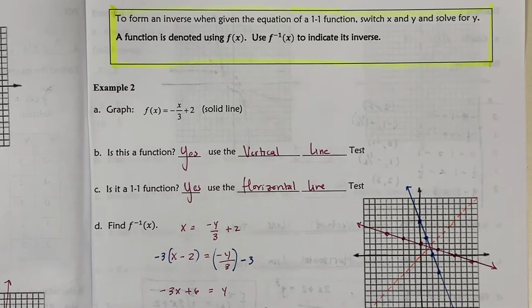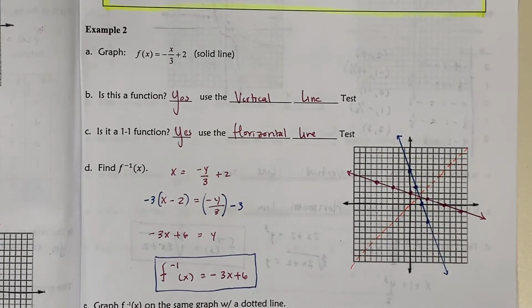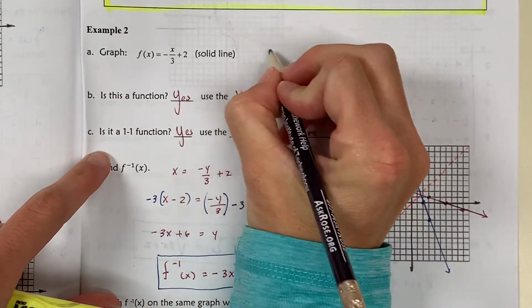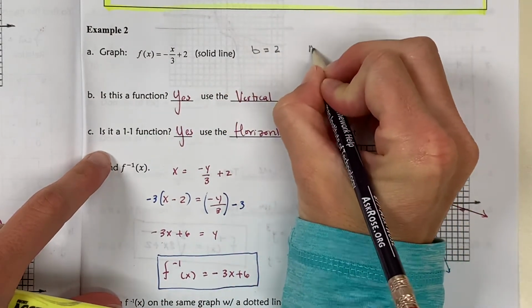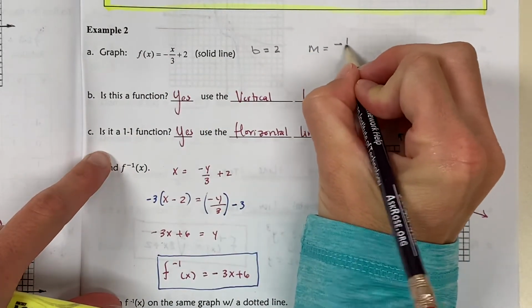All right, in example 2, we're going to graph the line f of x equals negative x divided by 3 plus 2, and I have this line graphed in pink. Okay, this is a line. My y-intercept is a positive 2. The slope is the number that is with x, that is negative 1/3.